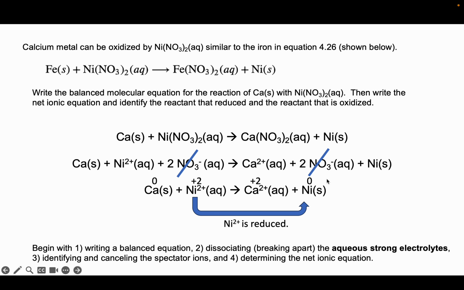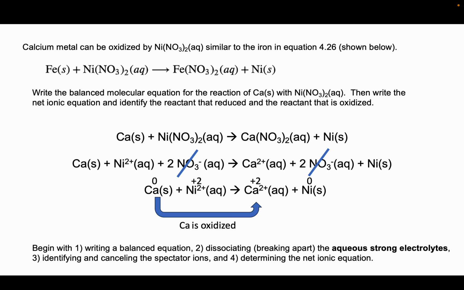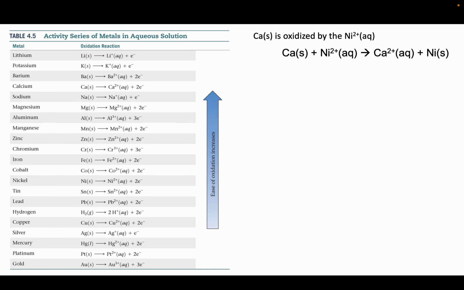It was being reduced. We added electrons, 2 electrons in this case, to go from an oxidation number of +2 to 0. If one of the reactants is reduced, we have to have another one be oxidized, losing electrons. Calcium went from an oxidation number of 0 to an oxidation number of +2, the loss of 2 electrons. So we've just said that calcium is oxidized by this nickel 2+.